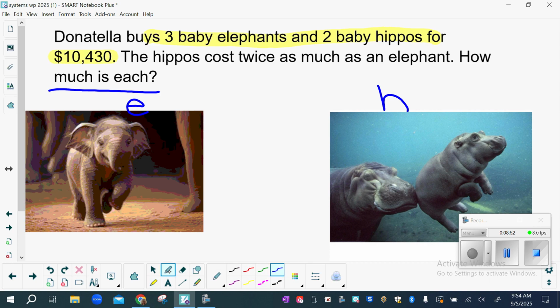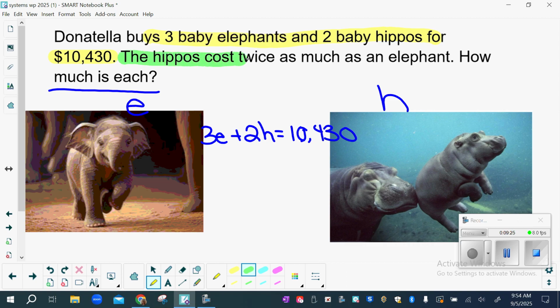So here we go. Donatella buys 3 baby elephants and 2 baby hippos for 10 grand. We're going to write that as a little baby equation. Nice and easy, nothing hard here. We're going to say 3 baby E's plus 2 baby H's will cost me $10,430. And again, we're not going to solve up here. You're going to solve tonight. Now, remember, 2 variables need 2 equations.